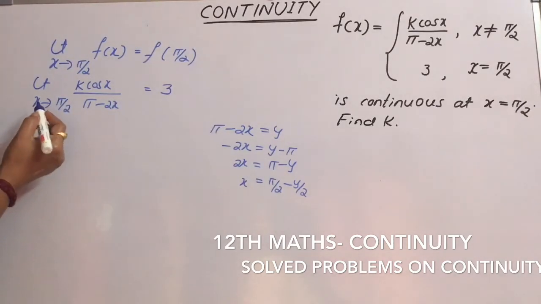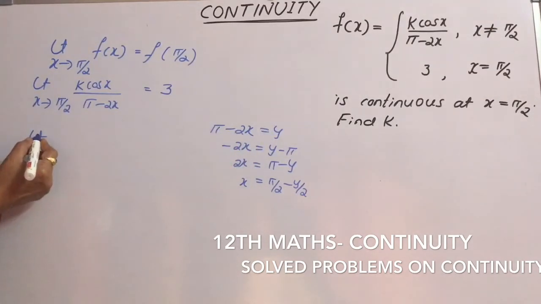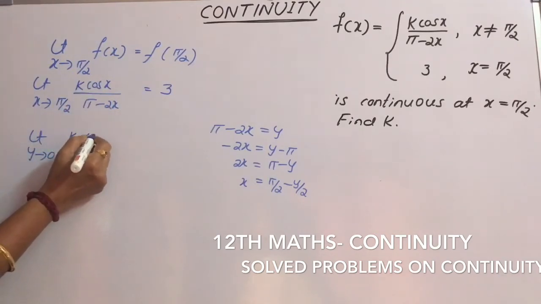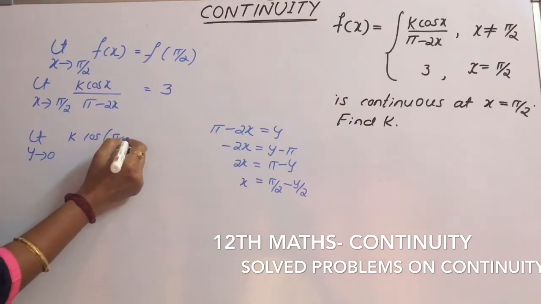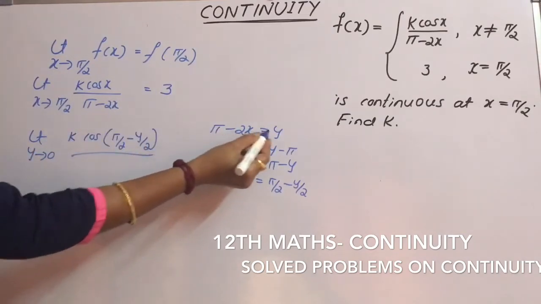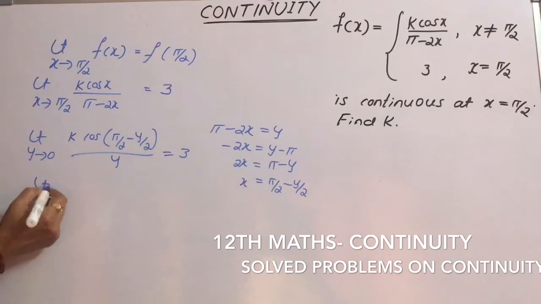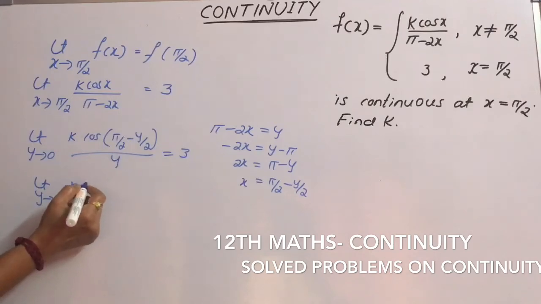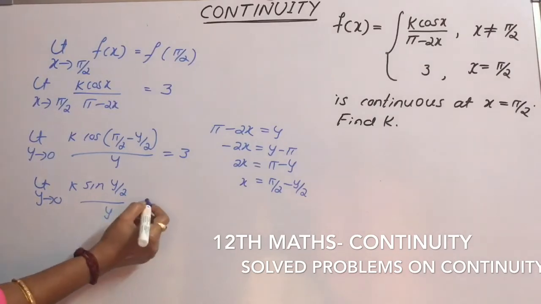This is because if we substitute x equal to pi by 2 in this function, we'll get y equal to 0. So limit y tends to 0, k. In place of cos x, we'll write cos of pi by 2 minus y by 2, divided by pi minus 2x which is considered to be y, equal to 3. So limit y tends to 0, k times cos of 90 minus y by 2 becomes sin y by 2, divided by y, equal to 3.